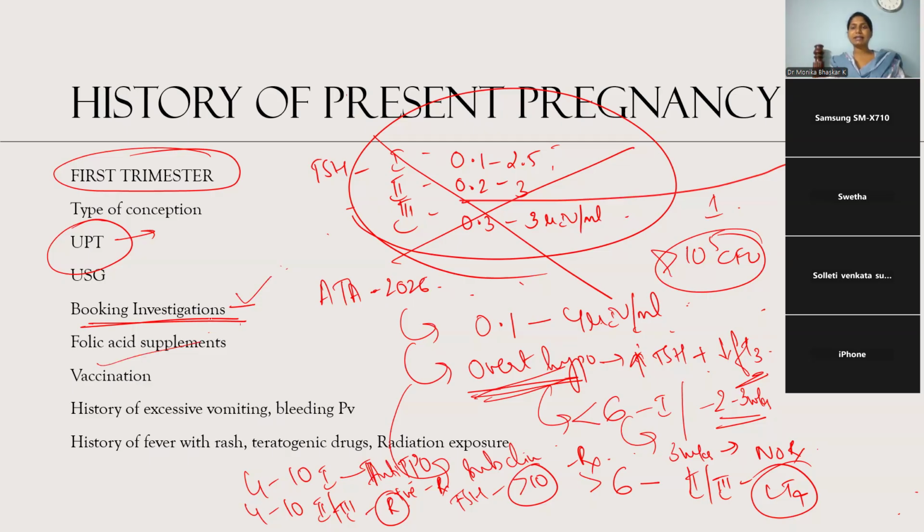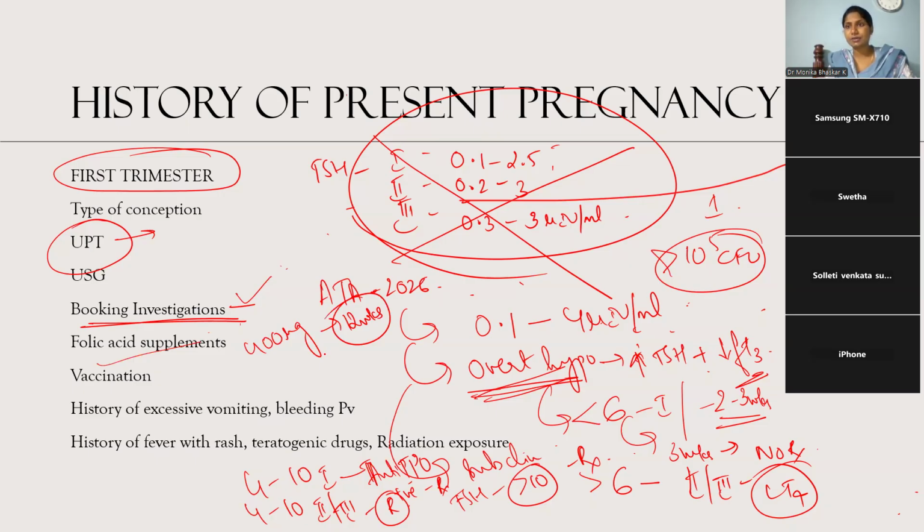So what do the national guidelines tell? So we have to give prophylactic. For every pregnant mother, at least 400 microgram of folic acid has to be supplemented. 400 microgram of folic acid has to be supplemented till 12 weeks of gestation. And there is something called preconceptional intake of folic acid. So why this preconceptional intake of folic acid?